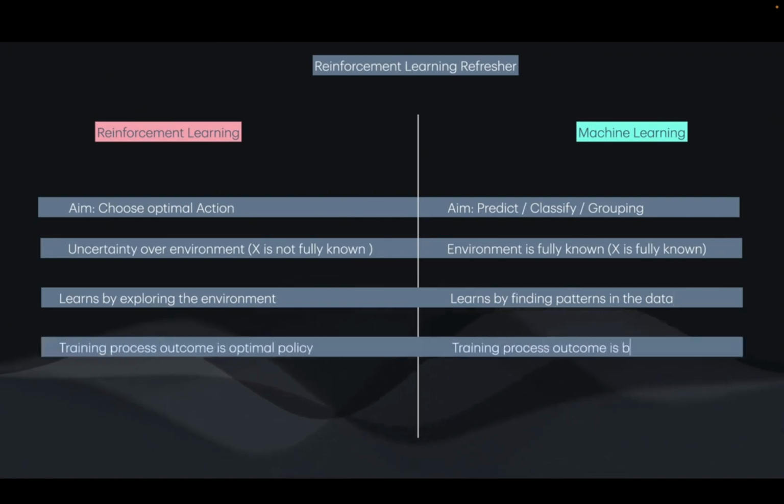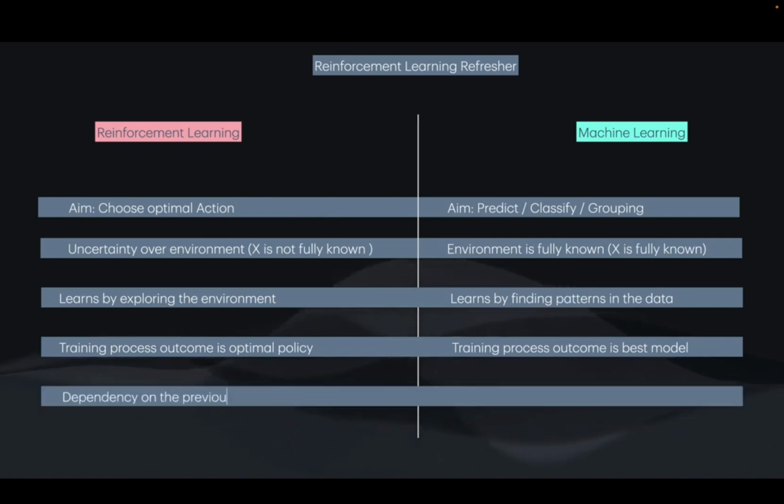The training process outcome for reinforcement learning is the optimal policy, and for machine learning the training process outcome is the best model. Then there is dependency on the previous actions that the reinforcement learning model has taken, but in machine learning, each observation is independent in nature.